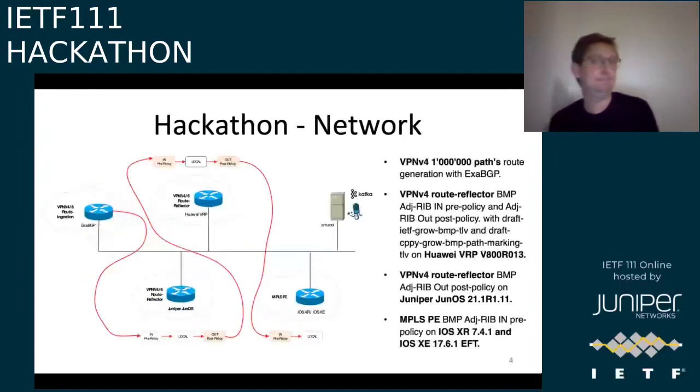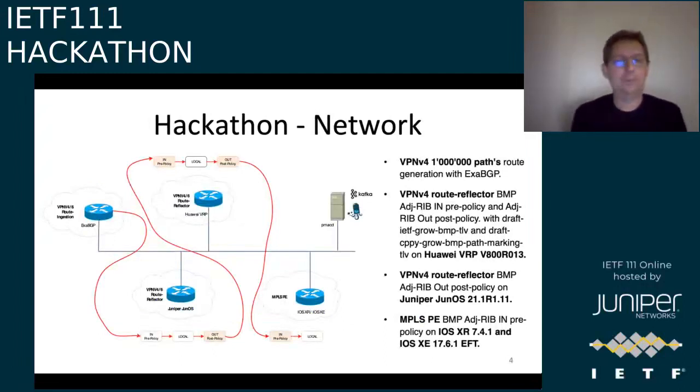Next slide, please. So this is the network we used. So we have on the very left-hand side the ExaBGP generating the VPN-v4 routes, where the Juniper router is basically the route reflector, and we were measuring adjacency RIB out, so basically the advertisement towards the Huawei route reflector, where we are measuring adjacency RIB in pre-policy and adjacency RIB out post-policy, and then importing the routes on two different MPLS PE routers on Cisco IOS XE and IOS XR.